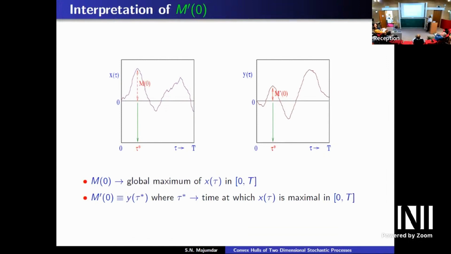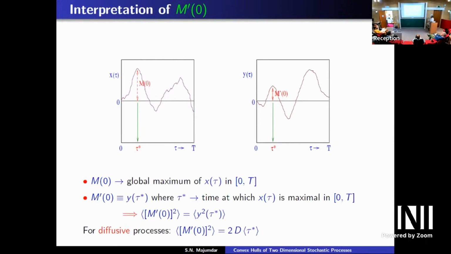What you need is M'(0), which means the y at the same time at which x achieves its maximum. Because tau star is the time at which x achieves its maximum, and you want the y exactly at that time. So the average of M'(0) squared, the second term here, is essentially the y squared average at time tau star. For a diffusive process, y is doing Brownian motion by itself, so this is just 2D times the expected time at which the maximum occurs for the one-dimensional process.